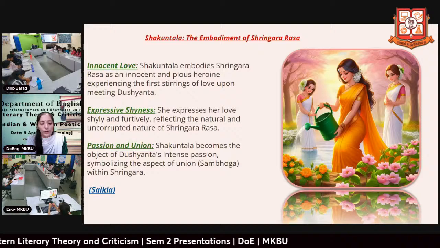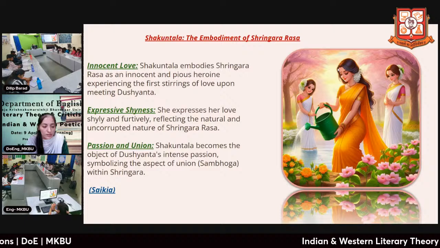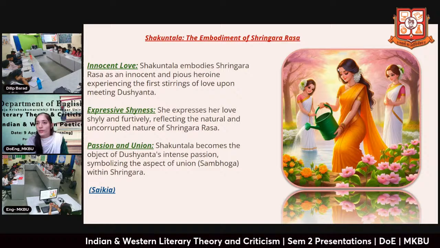Passion and union: Shakuntala becomes the object of Dushyant's intense passion. At first sight, he fell in love with her, and at that time we can find that strong attraction.